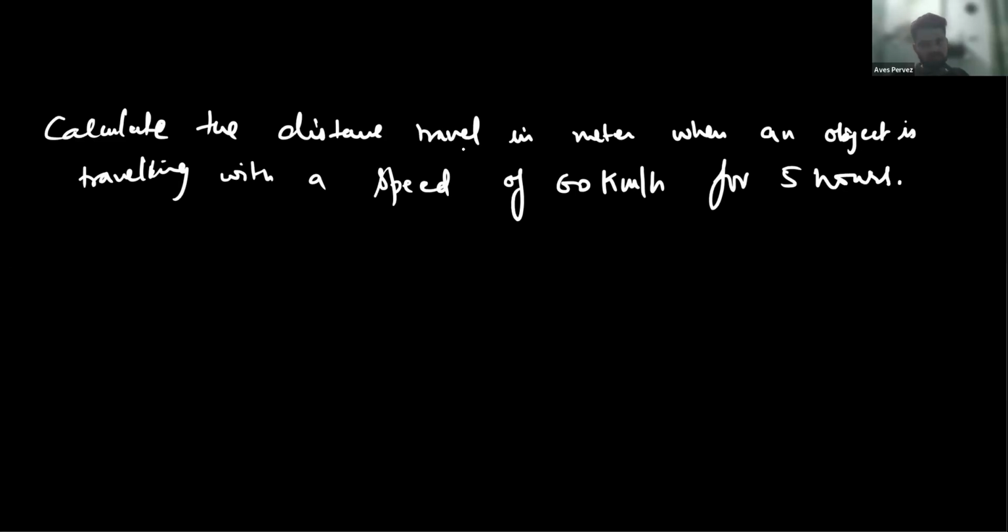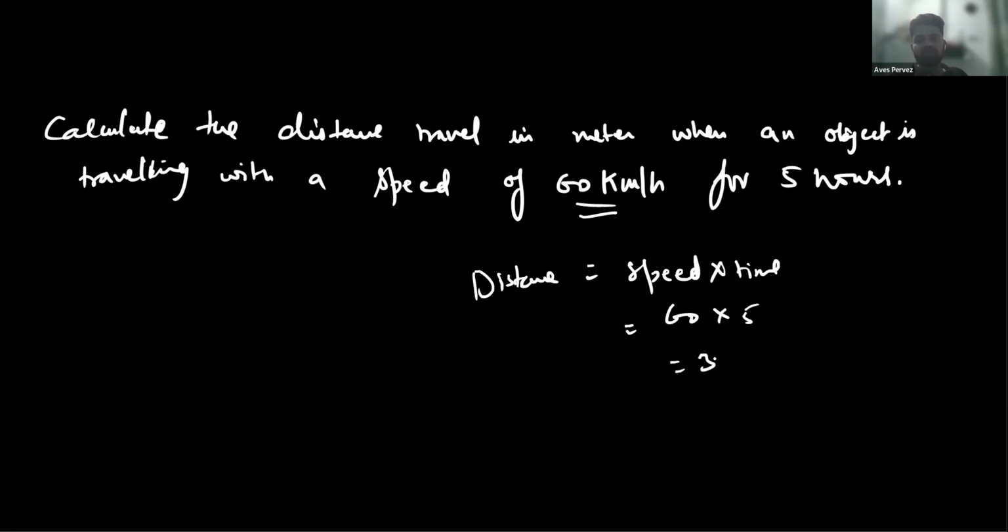You need to calculate the distance. The distance is equal to speed into time. You know that speed is 60 kilometer per hour and time is 5 hours. So this is 300 kilometer. And 300 kilometer can be converted to meters by multiplying by 1000. When you multiply by 1000, you will get 3 lakh meters. Got it? Okay.